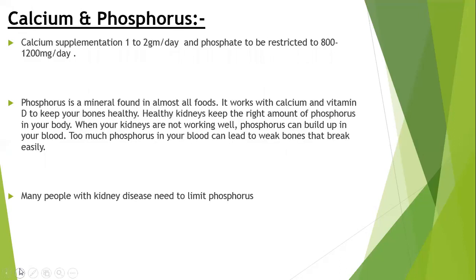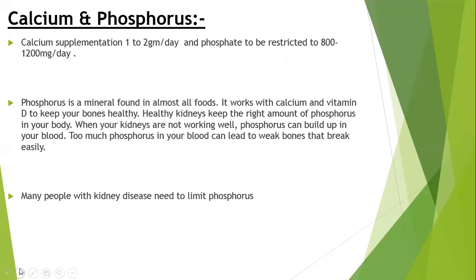Calcium and phosphorus. Calcium supplementation is 1 to 2 grams per day, and phosphate is to be restricted to 800 to 1200 mg per day. Phosphorus is a mineral found in almost all foods. It works with calcium and vitamin D to keep your bones healthy. Healthy kidneys keep the right amount of phosphorus in your body.